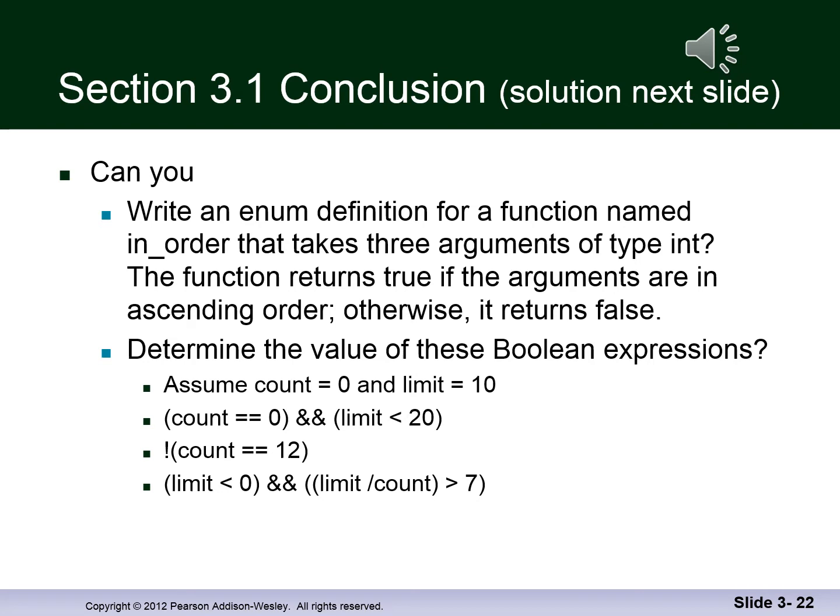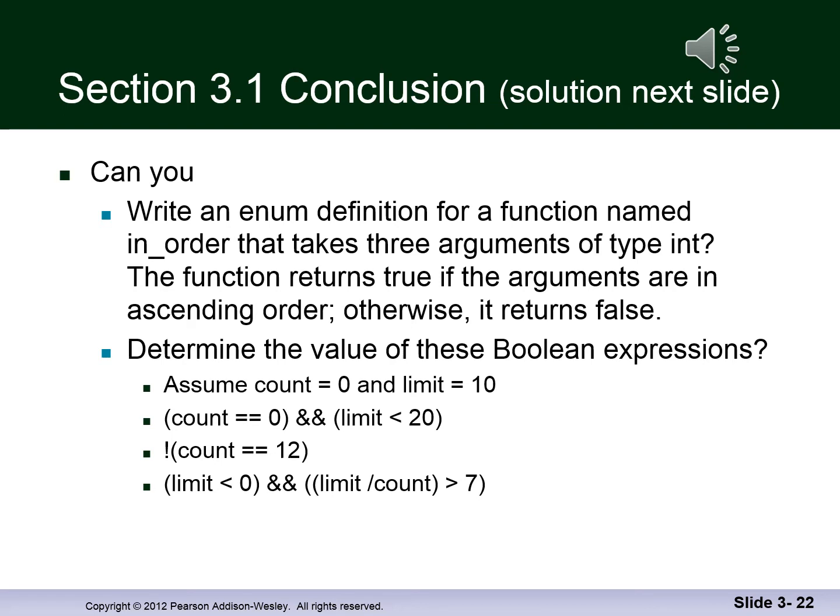Here is an exercise I usually do in the class. I provided the solution for the first part on the next slide. Write a function definition for a function named in order that takes 3 arguments of type int. The function returns true if the arguments are in ascending order, otherwise it returns false. We'll look at that in a second. Actually, you'll look at that in a second.